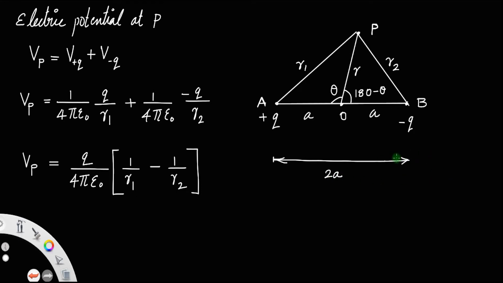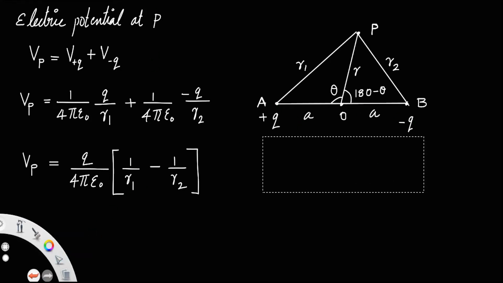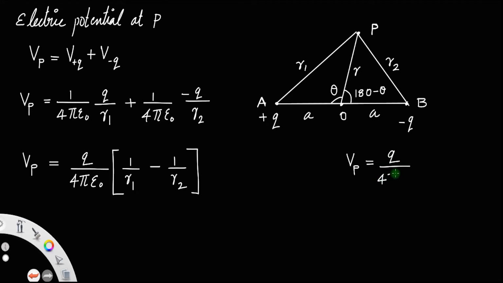Let me write it in here. Let me erase this because you already know that the distance is 2a, and we have to take this equation later. So Vp will be q divided by 4 pi epsilon 0 times 1 by r1 minus 1 by r2. Let's take that as equation number 1. Now we need to find an expression for 1 by r1 and 1 by r2.